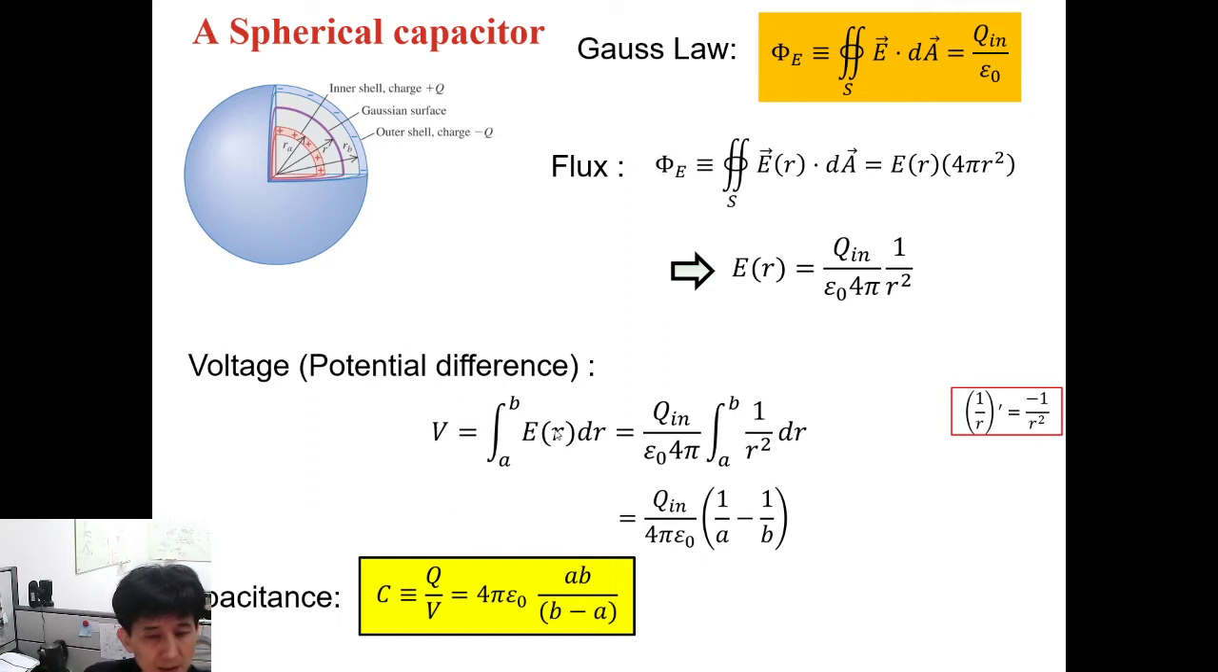Voltage is the integral of the electric field from radius A to B. So it is the integral of 1 over R squared dr. As the derivative of 1 over R is minus 1 over R squared, the integral of 1 over R squared is equal to minus 1 over R from A to B. It's from A to B, but because of the minus sign, this is 1 over A minus 1 over B.